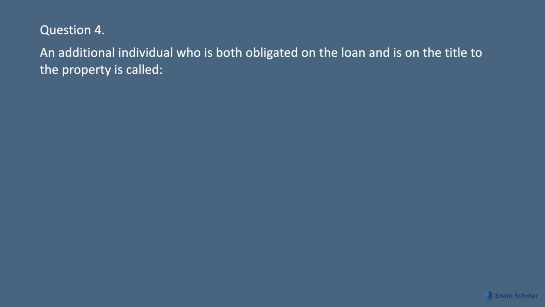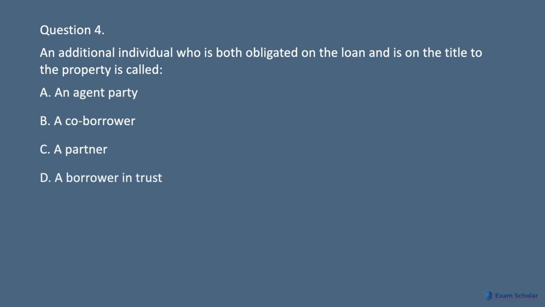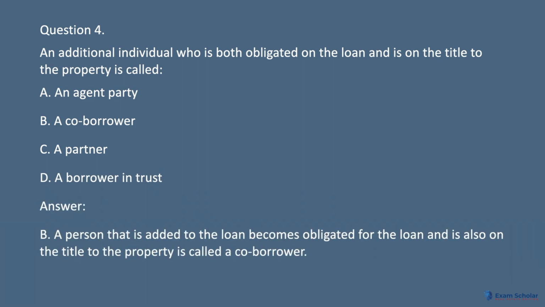Question 4. An additional individual who is both obligated on the loan and is on the title to the property is called A. An agent party. B. A co-borrower. C. A partner. D. A borrower in trust. Answer. B. A person that is added to the loan becomes obligated for the loan and is also on the title to the property is called a co-borrower.